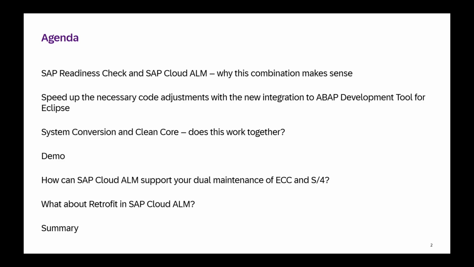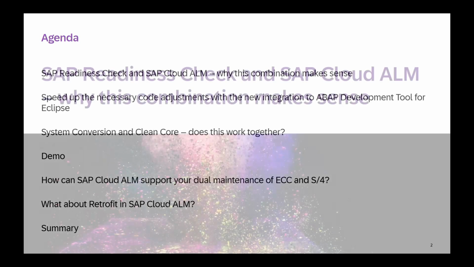We have divided the session into various points. I will start at the beginning with SAP Readiness Check and give you some information about that. I also want to present and show you a new integration that is making the Readiness Check integration even better than it was some weeks back. I also want to talk about system conversion and clean core. Does this work together? Then I will start with a demo so that you can see that it is live and existing, what we are talking about here. Then Moritz is going to take over and explain the dual maintenance of ECC and S4 and Retrofit in Cloud ALM. And at the end, we will of course have time for questions.